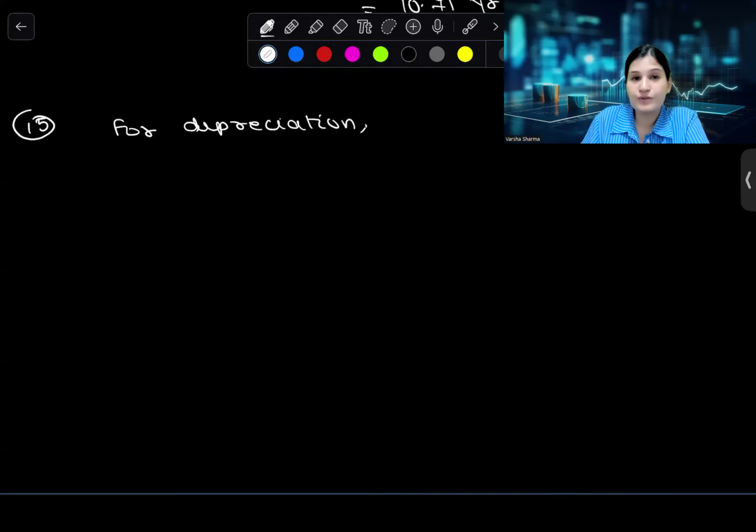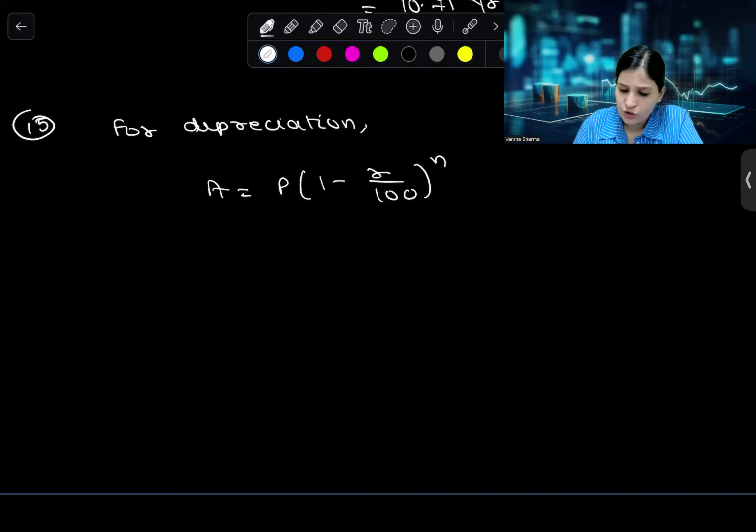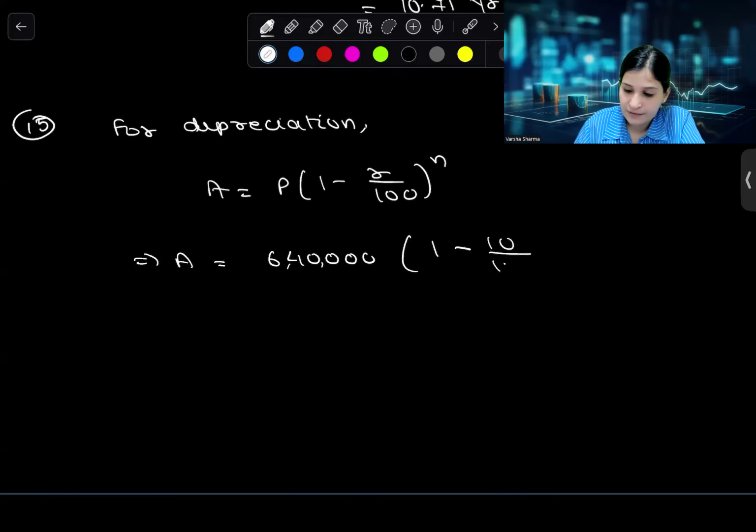What formula are we supposed to use? Compound interest formula, same formula, but there is a slight change. It should be 1 minus R by 100. Instead of plus, it should become minus. Yeah, perfect. Rest everything is same. So the amount we want to find out. The principal, the initial price, was 6,40,000, times 1 minus 10% to the power 7 years. That is 6,40,000 times 9 by 10 to the power 7.